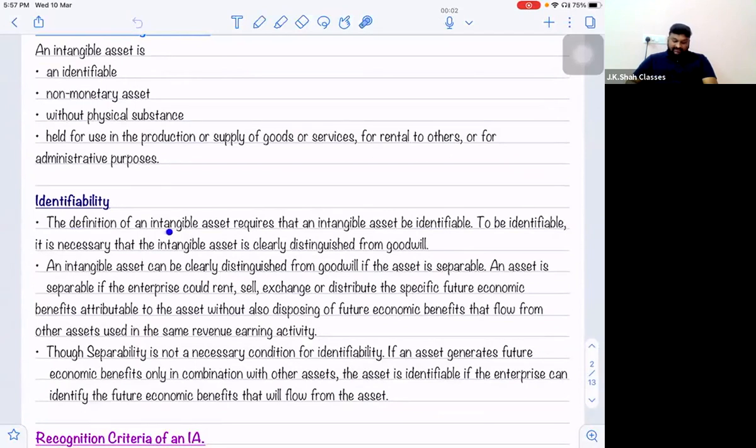The definition of an intangible asset requires that an intangible asset is identifiable. To be identifiable, it is necessary that the intangible asset is clearly distinguished from goodwill. It means it should not be goodwill, it should be other than goodwill, like a patent or copyright or computer software or any technical know-how or startup cost or advertisement, heavy expenditure on advertisement, etc.